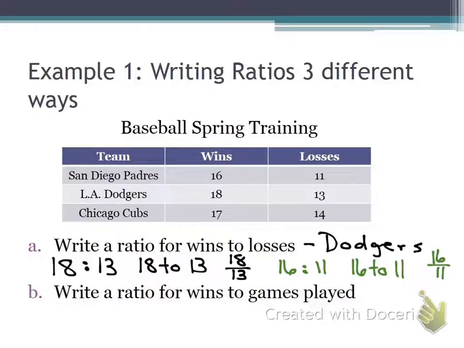Okay, so now look at the next one. Ratio for wins to games played. Let's start with the Dodgers again. How many wins did the Dodgers have? 18. How many games did they play? 18 plus 13. Yeah, wins and losses. Doesn't matter if you win or lose, you still played a game. So 18 plus 13 is 31. 18 to 31, and 18 over 31.